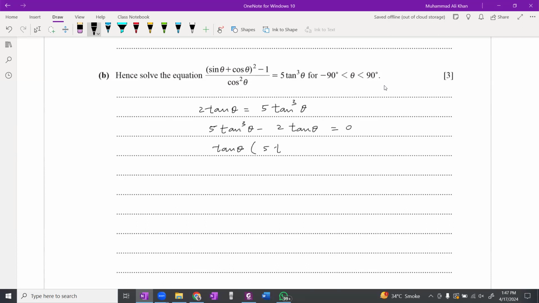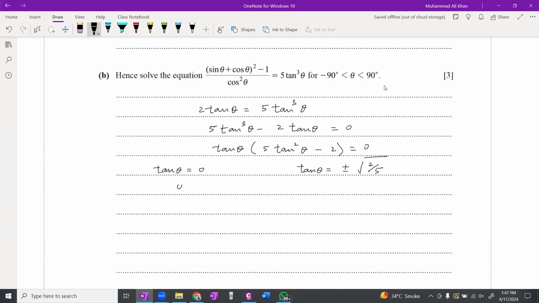It will be 5 tan square theta minus 2 equals to 0. So first, tan theta equals to 0, and the second, tan theta equals to plus minus under root 2 over 5. Now tan theta 0. Where does tan theta become 0?